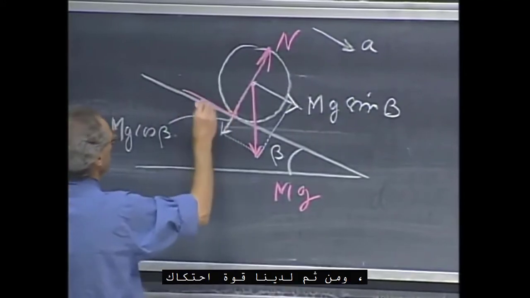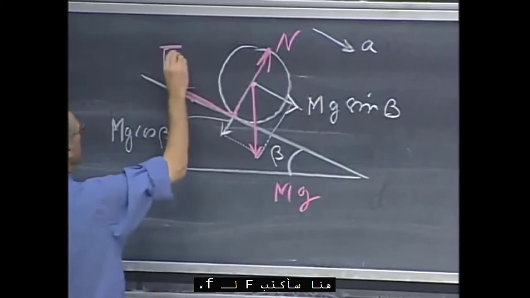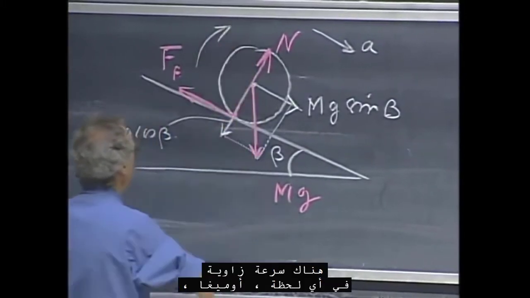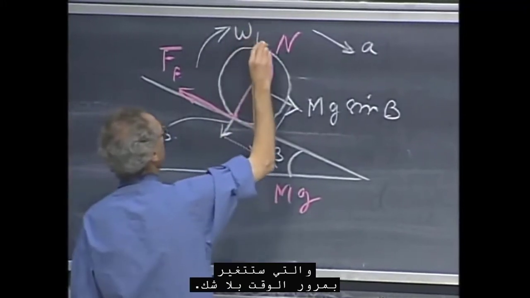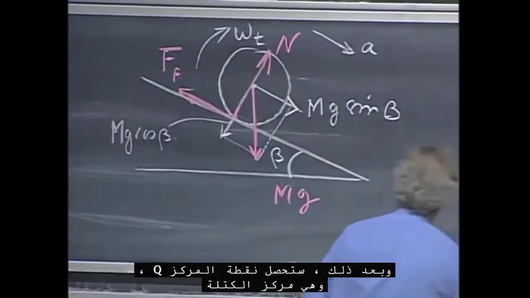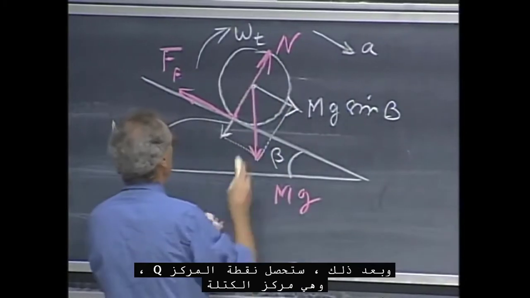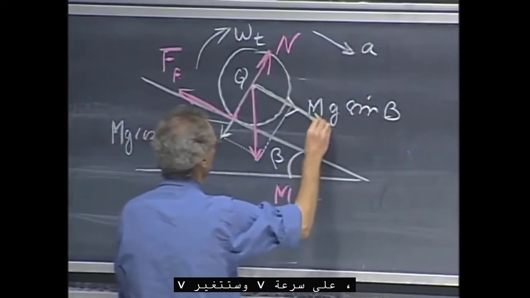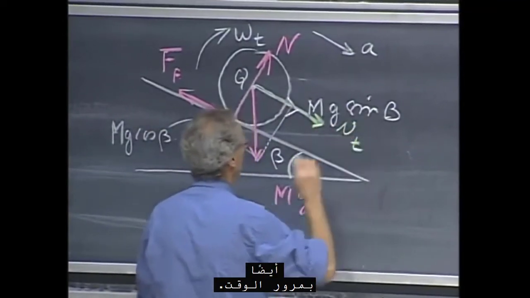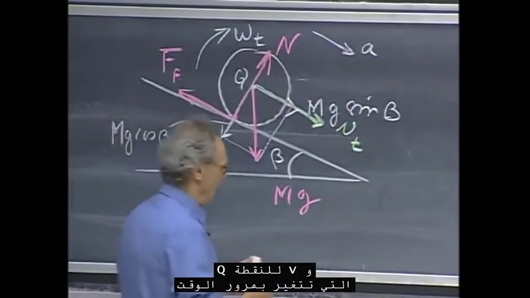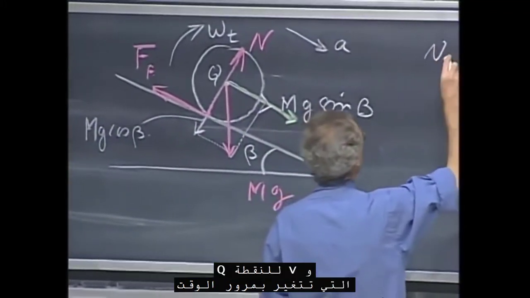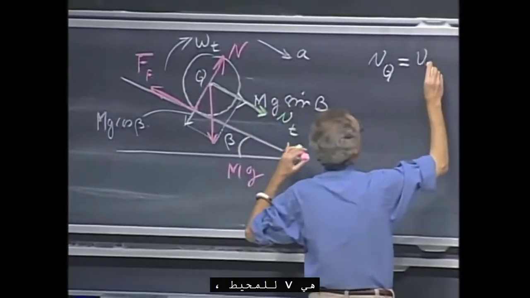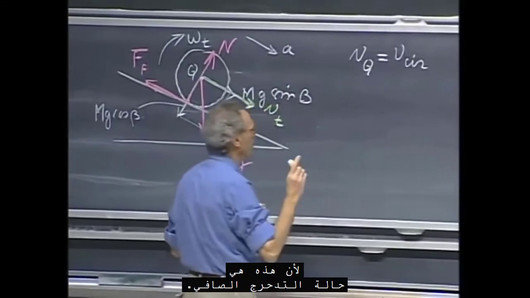And then we have a frictional force here, for which I will write F_f. There is an angular velocity at any moment in time, omega, which will change with time, no doubt. And then this center point Q, which is the center of mass, is going to get a velocity v, and that v will also change with time. And the v of the point Q, which changes with time, is v of the circumference, because that is the condition of pure roll.